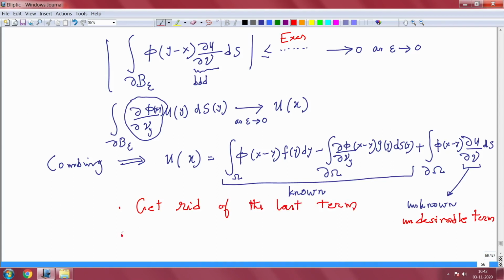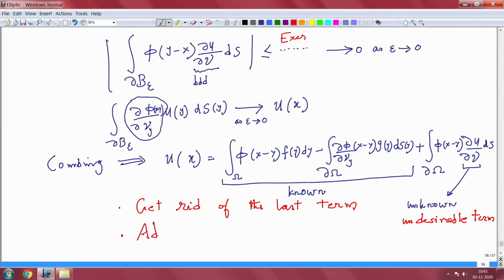And how do you get rid of it? There is good motivation again to do that. If you look at how we arrived at this formula, you applied Green's identities for u and phi, both harmonic (Laplacian), with phi having a singularity. That singularity of phi produced u.